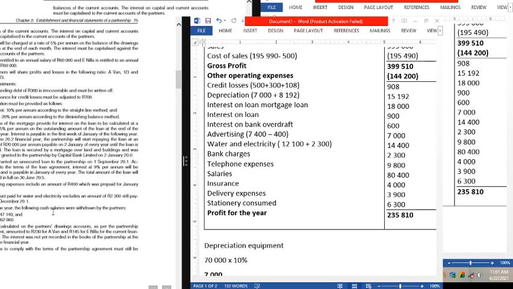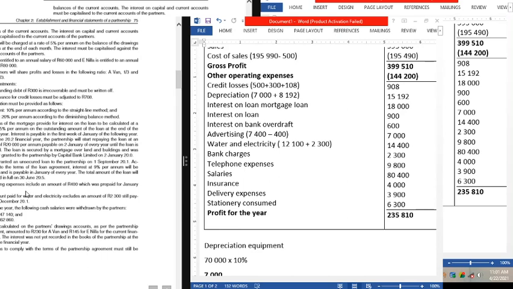Avon granted an unsecured loan to the partnership on 1 September 2021. According to the terms of the loan agreement, interest at 9% per annum will be charged and is payable in January every year. The total amount of the loan will be repaid in full on 30 June 2025.